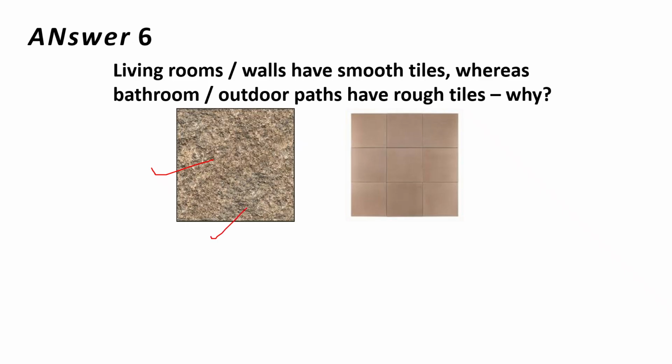In living rooms, the floor is dry. The floor is not wet. So they use smooth tiles. But in outdoor passages or in bathrooms, where the floor is wet, they use rough tiles so that you don't slip and fall. That is 6. Now 7.